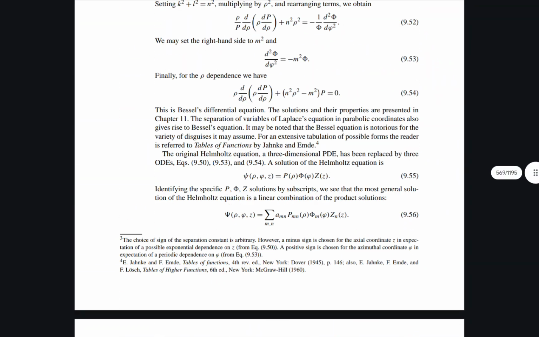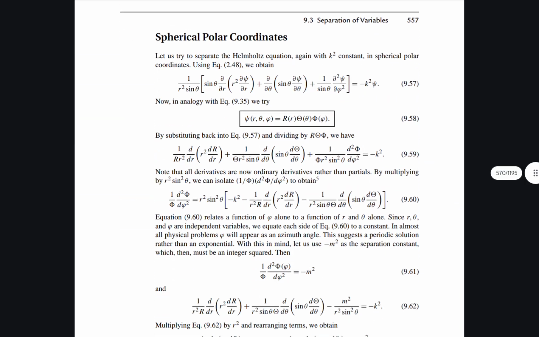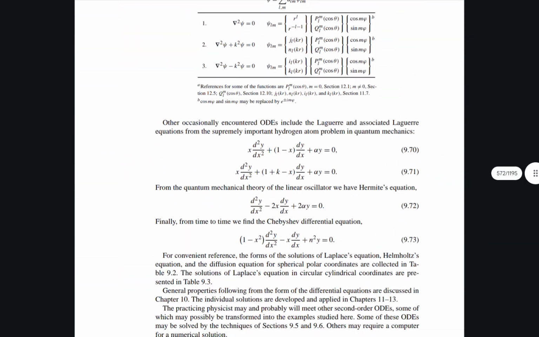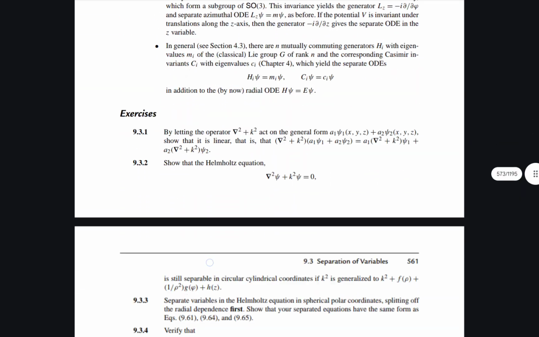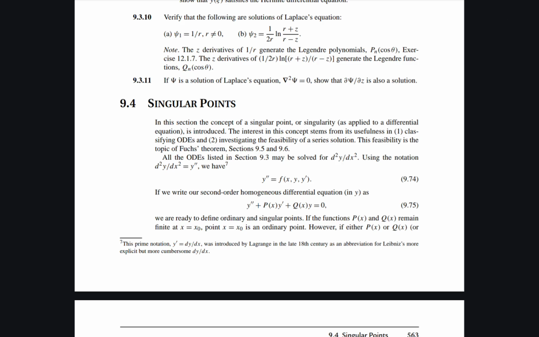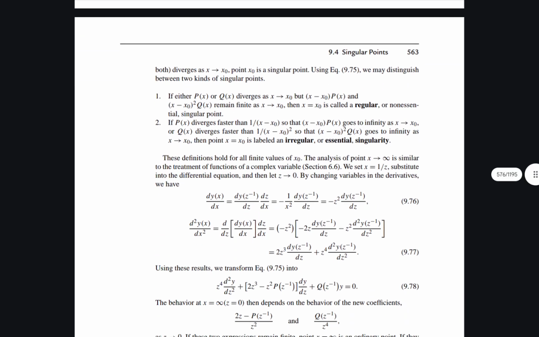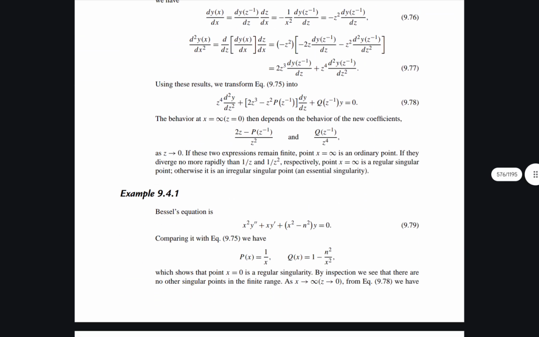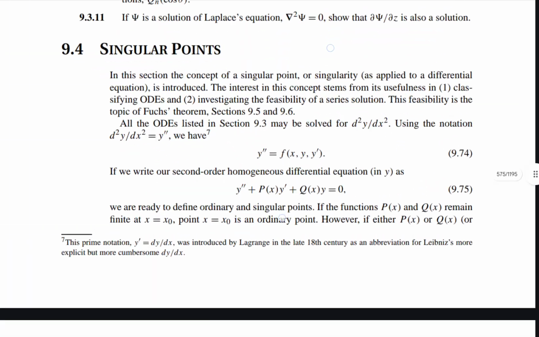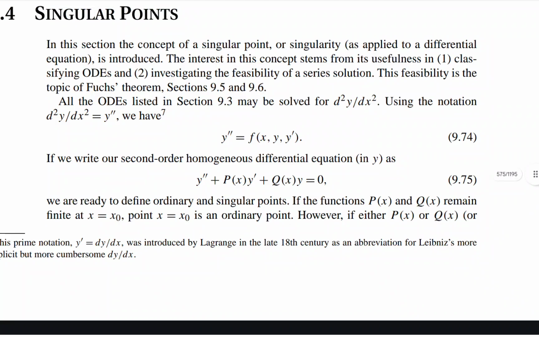This is not something I can learn in a month or a day, but let's see. There is something called singular points. I ignored this today. I should have studied this. I think it is a simple concept. Let us look at this and then maybe. So, what is this exactly?